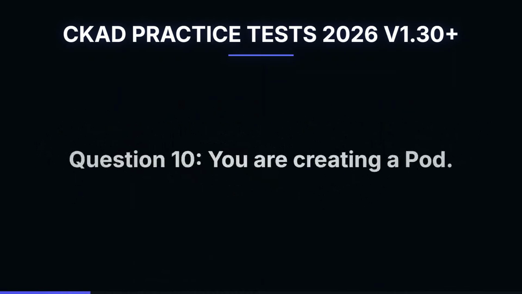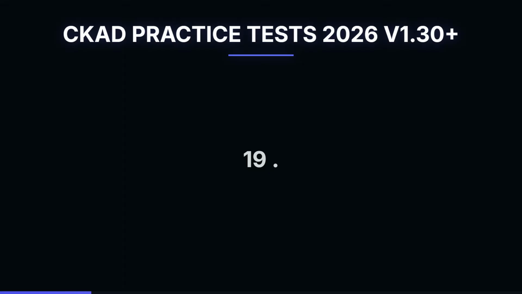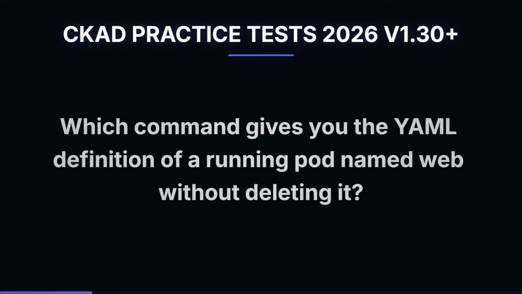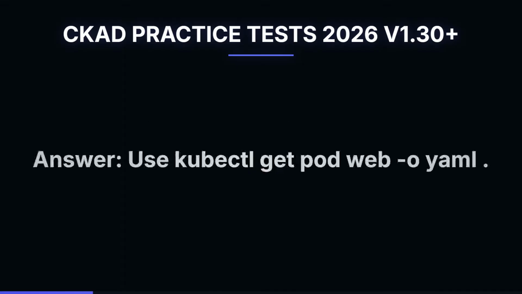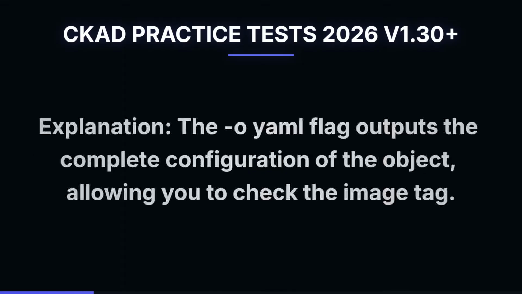Question 10. You are creating a pod. Which command gives you the YAML definition of a running pod named web without deleting it? Answer: use kubectl get pod web -o yaml. Explanation: the -o yaml flag outputs the complete configuration of the object, allowing you to check the image tag.